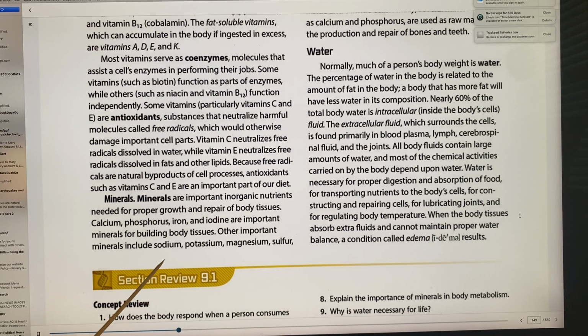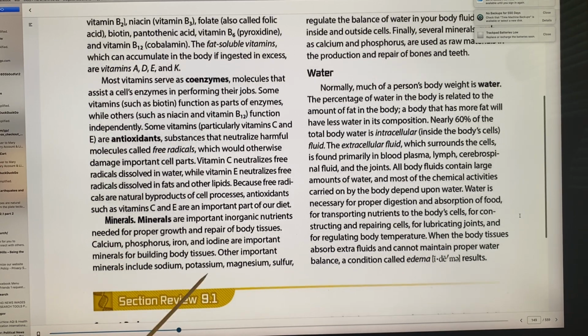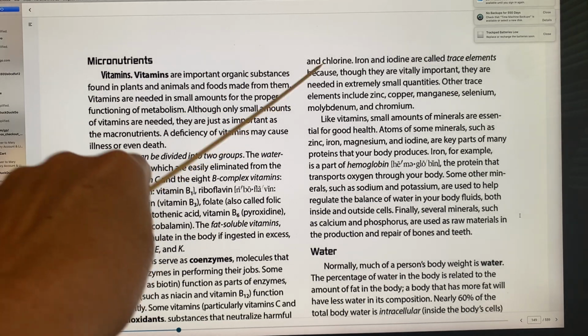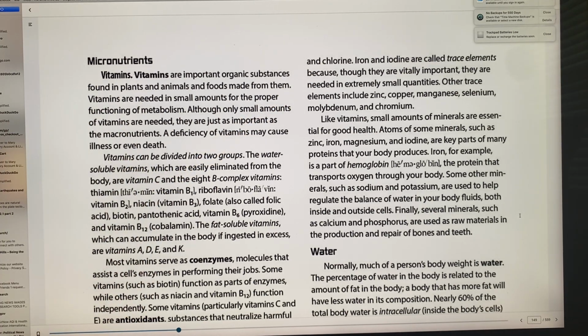So other important minerals include sodium, potassium, magnesium, sulfur, chlorine. So you need all these things in very small amounts. Chlorine, take chlorine. If you took a lot of chlorine, it could kill you. So that's why they call these trace elements. You only need a tiny, tiny bit of these.